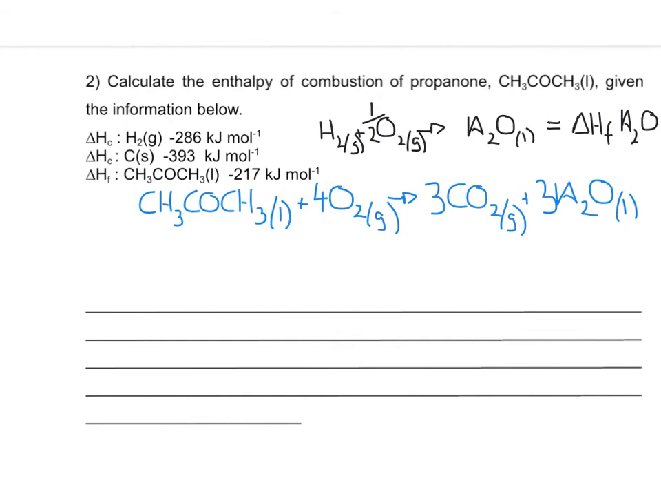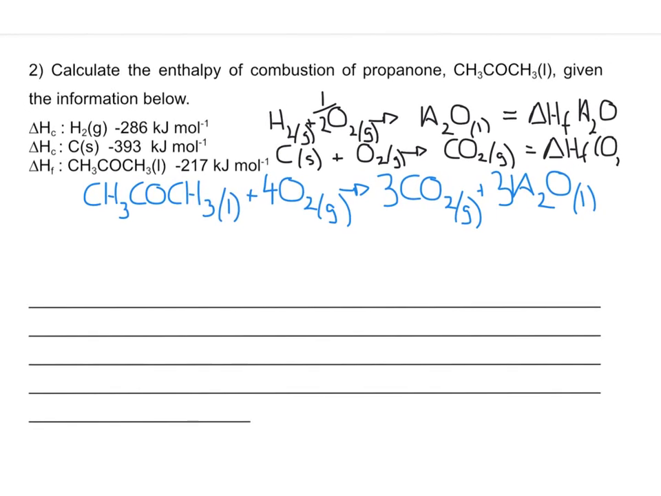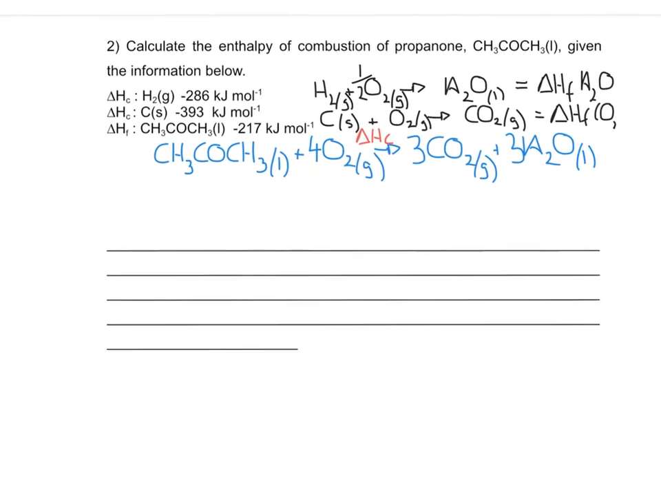Now again, if we look at the delta HC for carbon, this carbon is burning in oxygen to form 1 mole of carbon dioxide. And it's important to realise that the delta HC for carbon is the same as the delta HF for carbon dioxide. So really we have got 3 delta HF values that we're going to use. Now we want to work out this delta HC. And again, we have got to form this cycle.